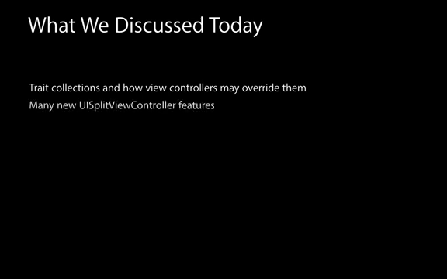So let's go over briefly what we discussed today. We talked a little bit about trait collections, how they affect the gross, coarse-level application structure of your application, how you can override them, how view controllers can override them, and a little bit about how your view controllers and your application can adapt to those changes. We introduced some of the new UISplitViewController features, and there are a lot of them. I encourage you to look at the header files and attend the talk after this to see all the new and amazing things you can do with split view controller.